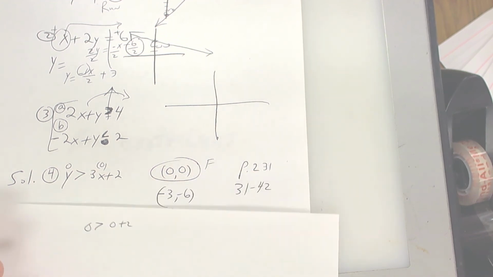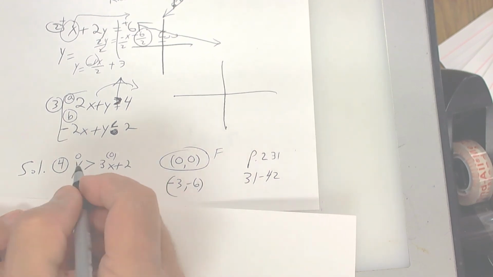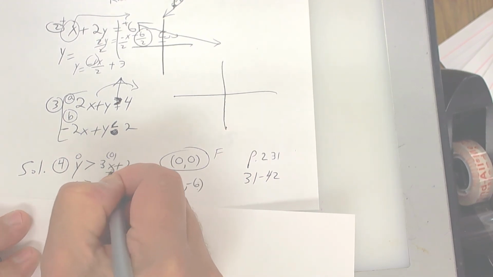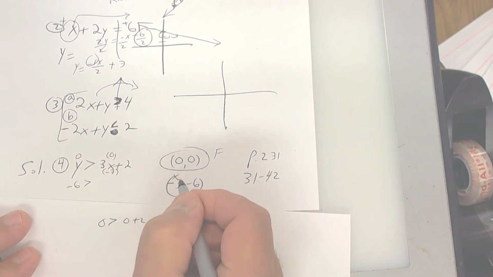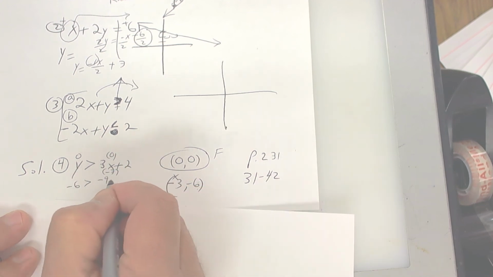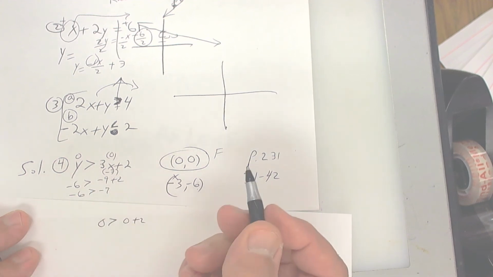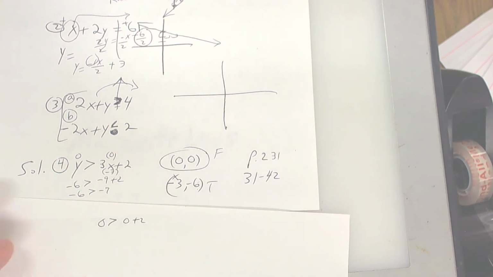It's not a solution. This one you would use negative 6 is greater than 3 times negative 3. That's your x. So that gives you negative 9 plus 2. Negative 6 is greater than negative 7. That's true. So that one is true. The smaller the negative, the bigger the number. The closer to 0 it is.